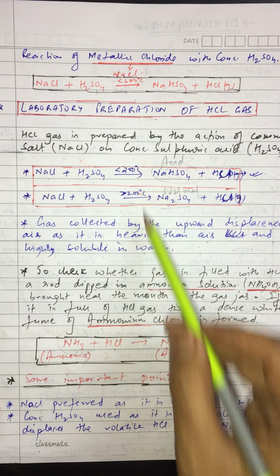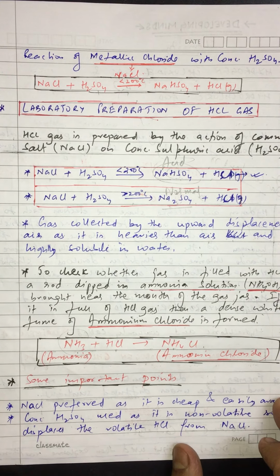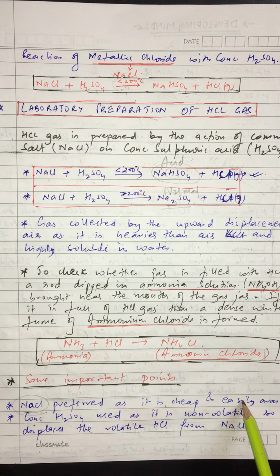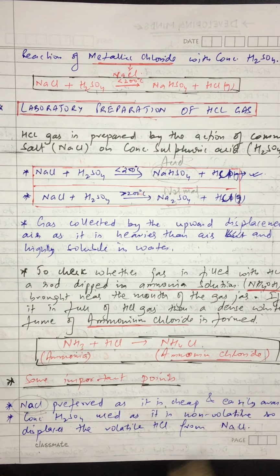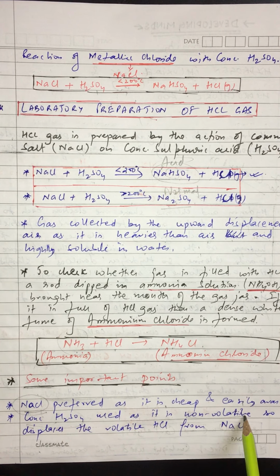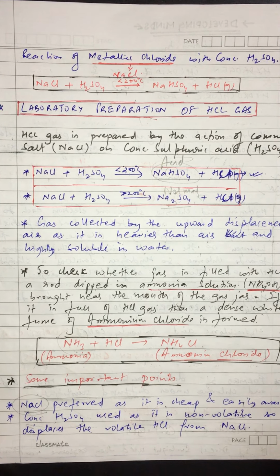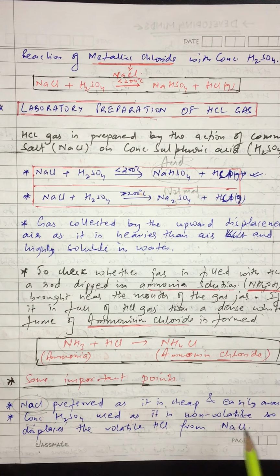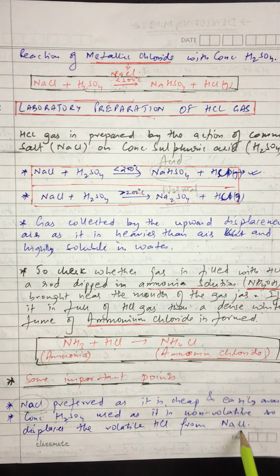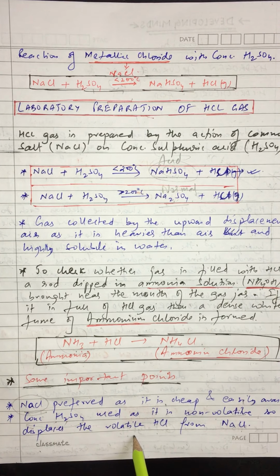Now regarding lab preparation, we have to learn some important points. Points being, why is NaCl used? It is cheap and easily available, the first and foremost. Why is sulfuric acid used? This is because it is a non-volatile acid. Now volatile means which changes into vapor form very easily. Sulfuric acid is a non-volatile acid, hence it can easily displace HCl from NaCl, but it will not mix with the HCl gas.